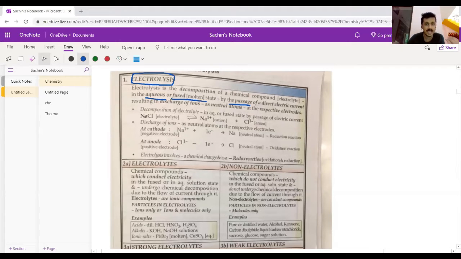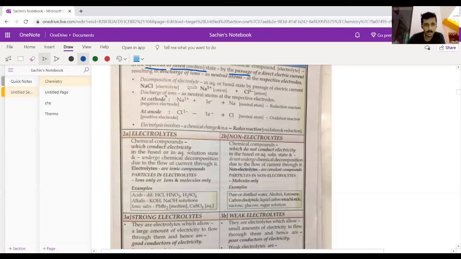For example, when you take NaCl and put it into water, it will form Na+ and Cl- ions through which the current passes. So we have two important concepts here, a cathode and an anode. What is a cathode and what is an anode? We know cations are nothing but ions having a positive charge, and anions are ions having a negative charge.